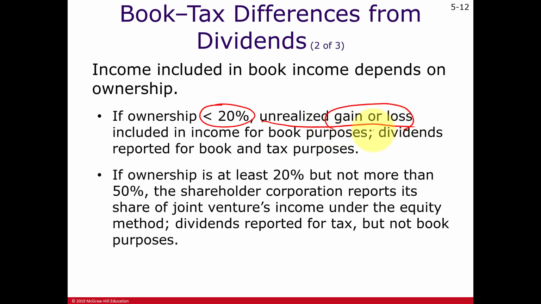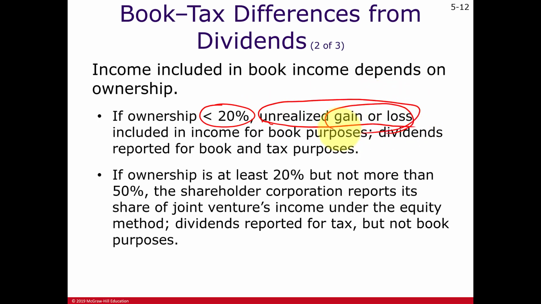You're reporting the gain or loss now for financial purposes, even though you didn't sell the stock, and you adjust the investment downwards for the dividend received on the financial statement. Again, for tax purposes, you just report the dividend income and ignore this unrealized gain or loss.